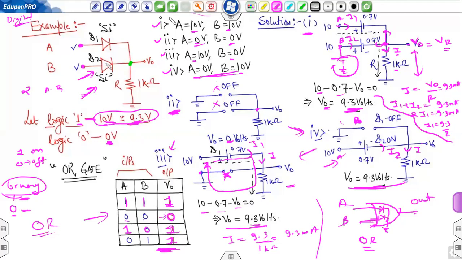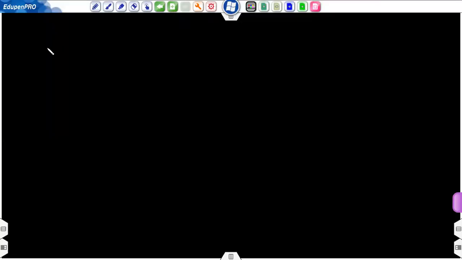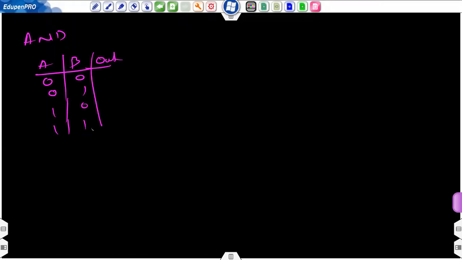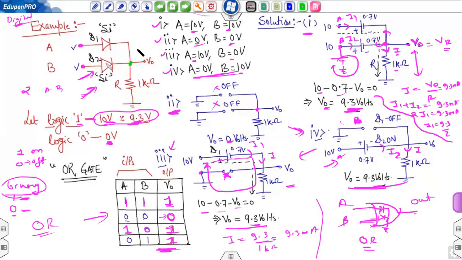For example, the AND gate. For inputs A and B, you can have 4 combinations: 0 0, 0 1, 1 0, 1 1, and the output will be 1 for the combination when both inputs are 1, otherwise it is 0. So again you need inputs A and B. 2 diodes will be required, and 1 or 2 resistances. Try to derive this and get the architecture in this manner. Try it, then we will discuss it in the next class.